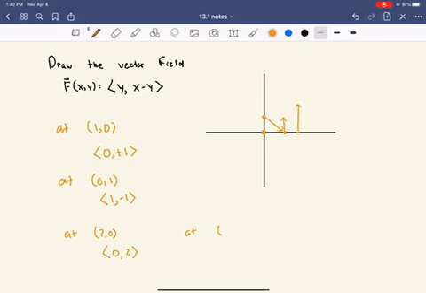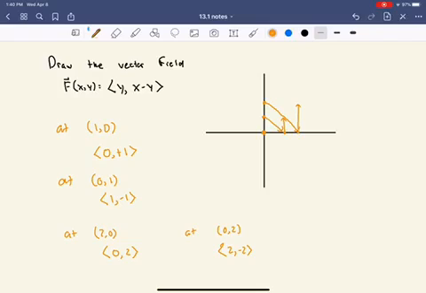How about at (0, 2)? Plugging that in, we're going to get (2, -2). So here, it's going to go right 2 and down 2, so it's going to be this arrow. Oh, this is an ugly vector field.